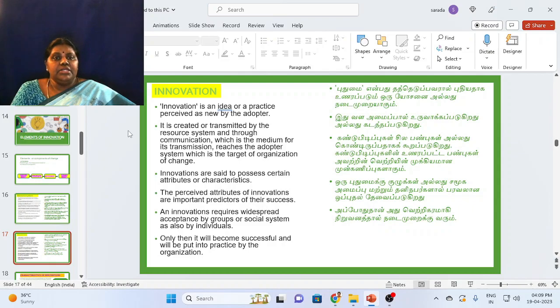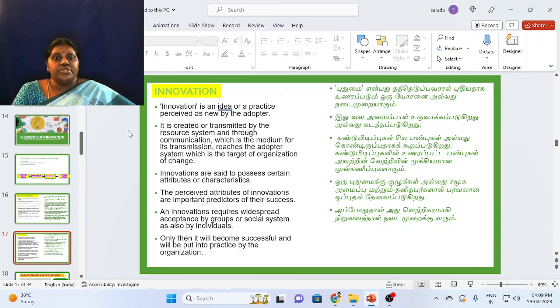The second element is innovation. Innovation is an idea or a practice perceived as new by the adopter. It is created or transmitted by the resource system and, through communication, which is the medium for its transmission, reaches the adopter system, which is the target of organization of change.